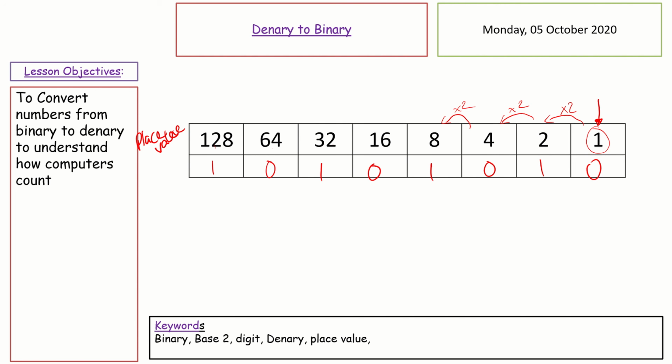So what this essentially means, when we're writing binary, is: is 128 on or off? And because it's got a 1 underneath it, it's on. This one would be off, this one would be on, this one would be off, this one would be on, this one would be off, and this one would be on. And finally, our place value 1 would be off.